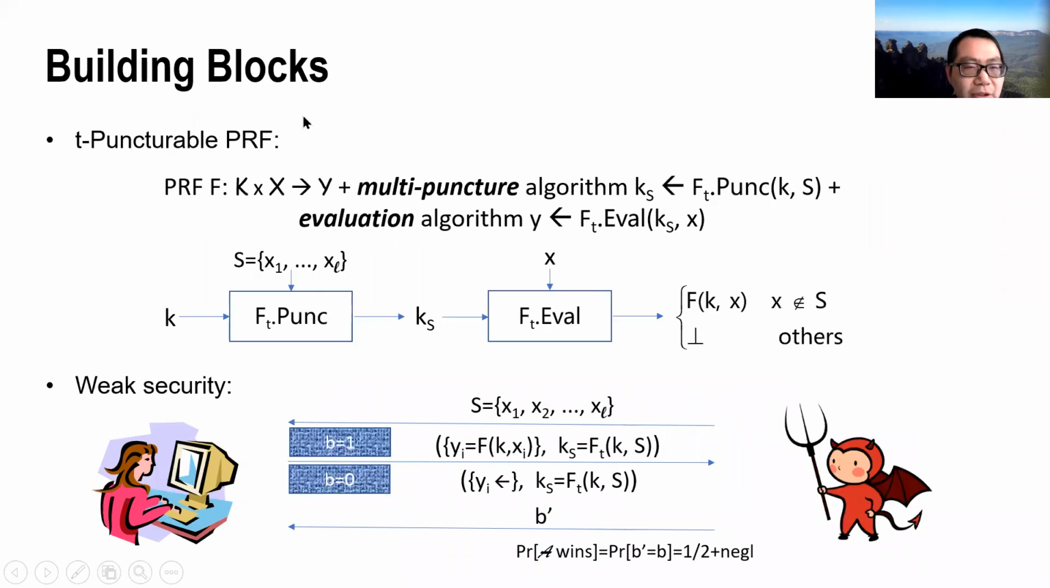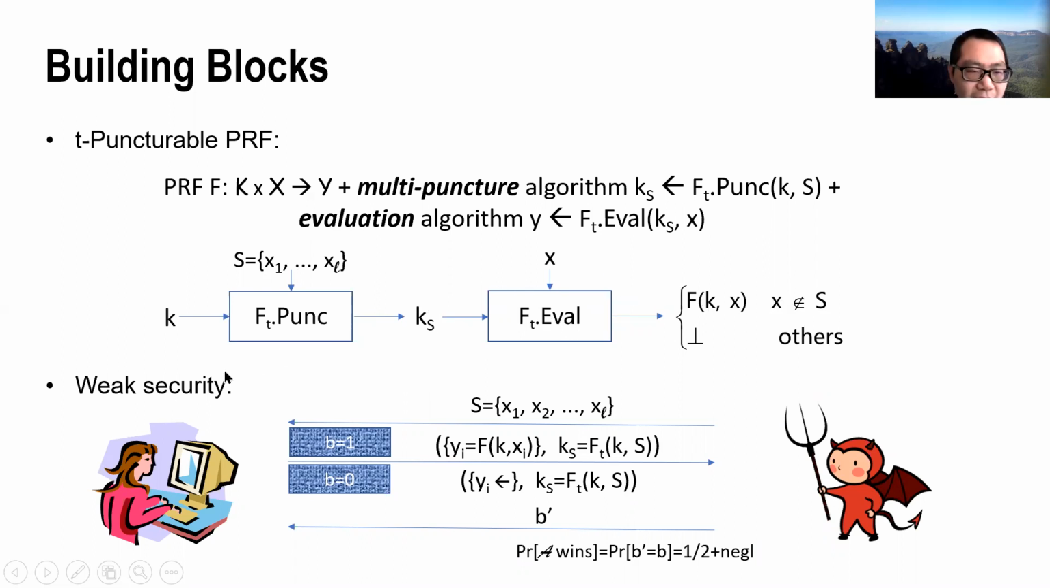For a multipuncture PRF, exactly a T-puncture PRF, it is similar to a standard PRF, except that it additionally includes two algorithms: the puncture algorithm and the evaluation algorithm. Taking as input the PRF key and a set S of L elements, where L is not larger than T, the puncture algorithm can generate a punctured secret key, KS. With this punctured key, we can evaluate the PRF value at any point not belonging to S by using the evaluation algorithm.